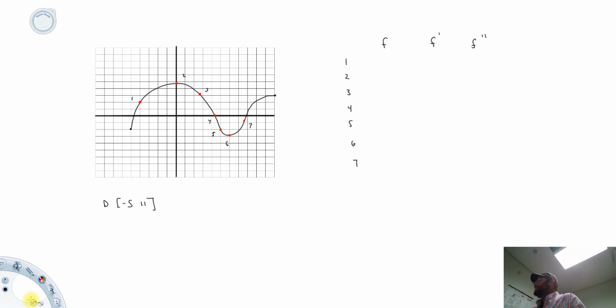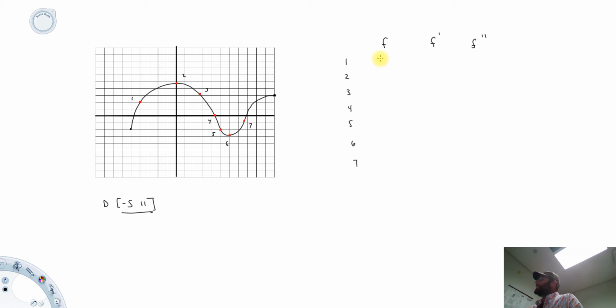This function has a domain from -5 to 11, if I counted that right. 1, 2, 3, 4, 5, and then all the way here to 11. We're going to assume it stops there. Now, we're going to talk about some different points here that I've labeled with the red dots and numbered in order.